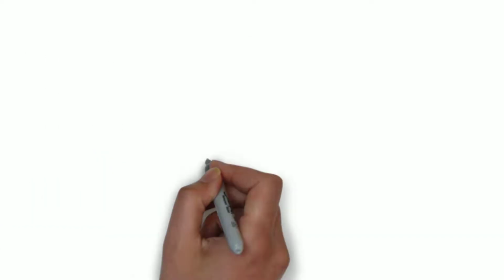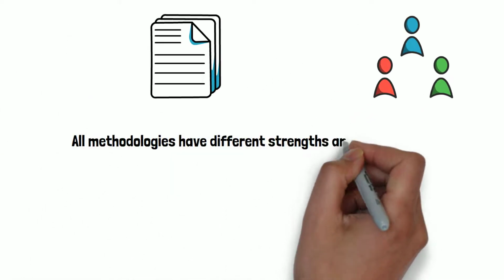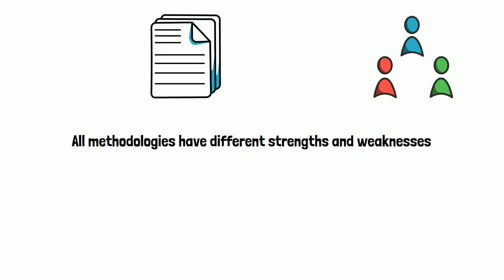To manage a project efficiently, the manager or development team must choose the software development methodology that will work best for the project at hand. All methodologies have different strengths and weaknesses and exist for different reasons. There are mainly 4 types of methodologies.